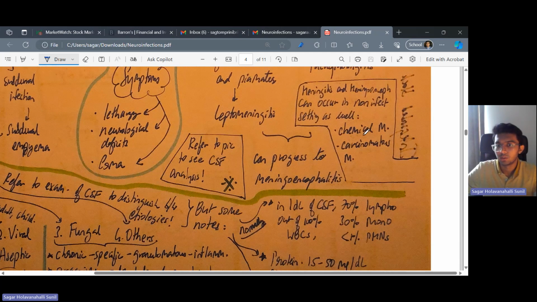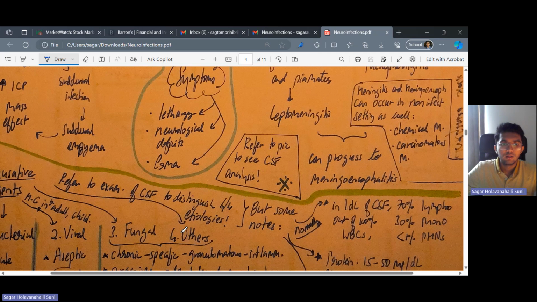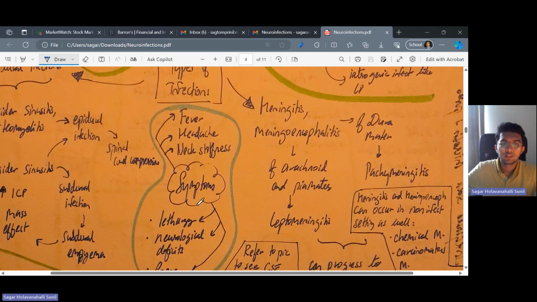So you can search more about this. Now, coming to some very basic symptoms. Always remember there will be fever, headache, and neck stiffness, also known as nuchal rigidity. These three are absolutely important to know.